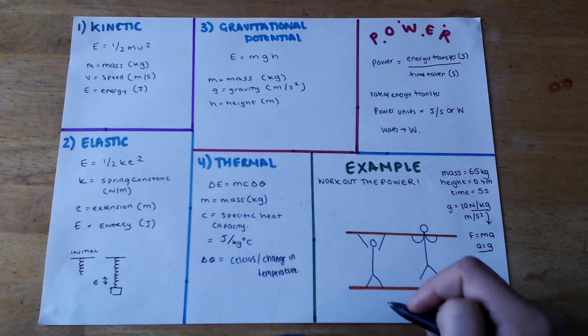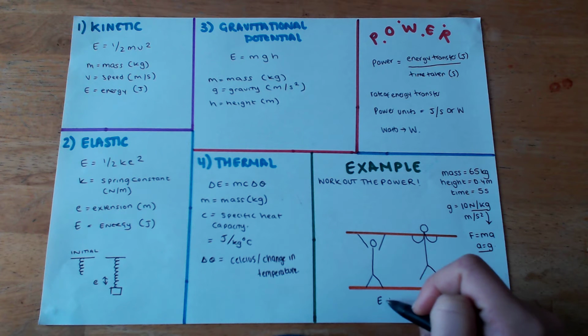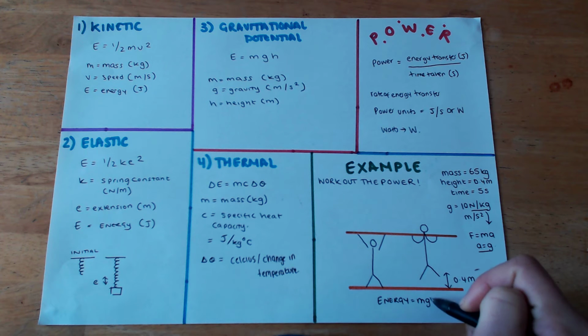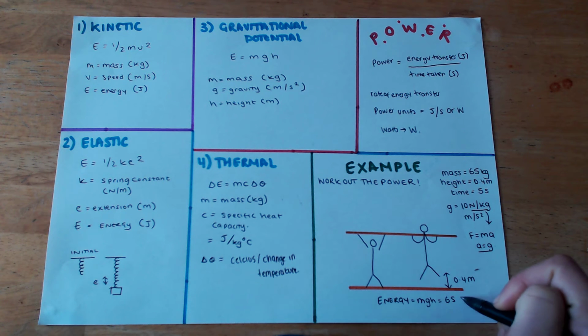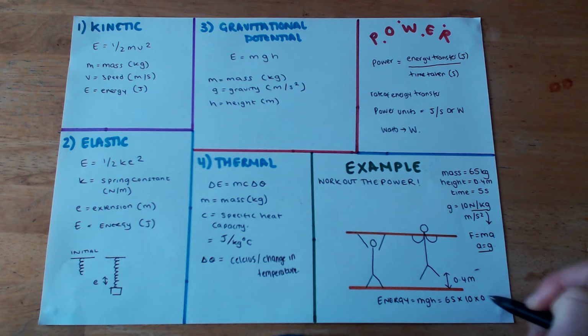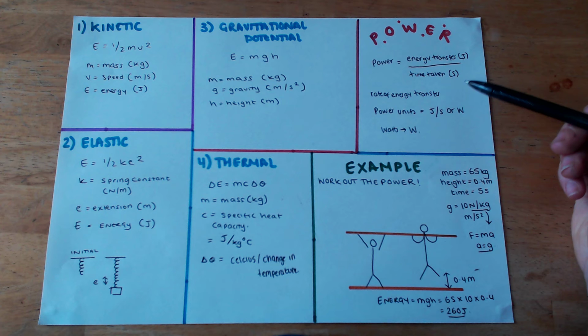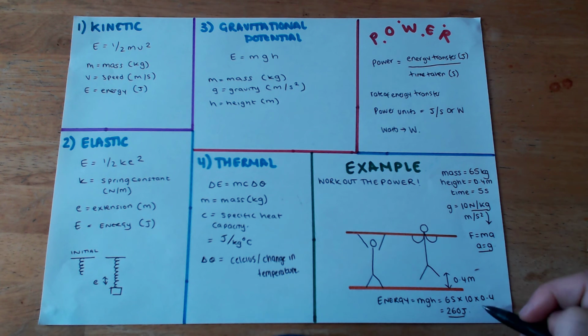So then you do, for the energy, E is equal to mgh, which is equal to 65 times 10 times 0.4. And if you type that into your calculators, hopefully you should get 260 joules. Remember that energy is in joules, right? So you have 260 joules as your energy, and the time for a single chin-up is 5 seconds. So therefore, you do 260 divided by 5 for your power.